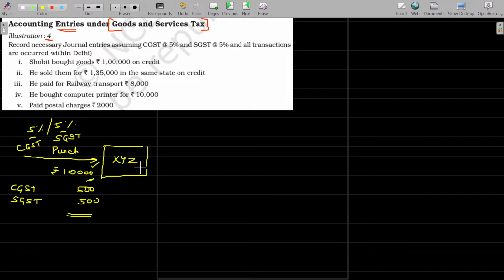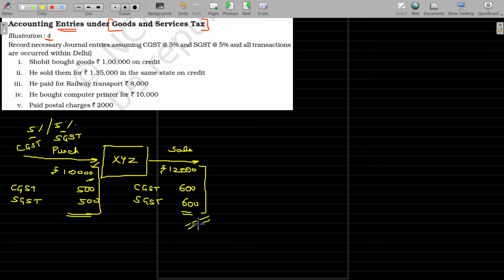XYZ, after purchasing this for 10,000, plans to sell it for 12,000 rupees, by adding 2,000 rupees profit. On sales, XYZ has to pay GST: CGST at the rate of 5% on this being 600, and SGST at the rate of 5% on this being 600. Is that okay? Now remember, while purchasing the material, you might have paid the tax for this, and while selling, you might have collected this one. This CGST should be payable to the government.